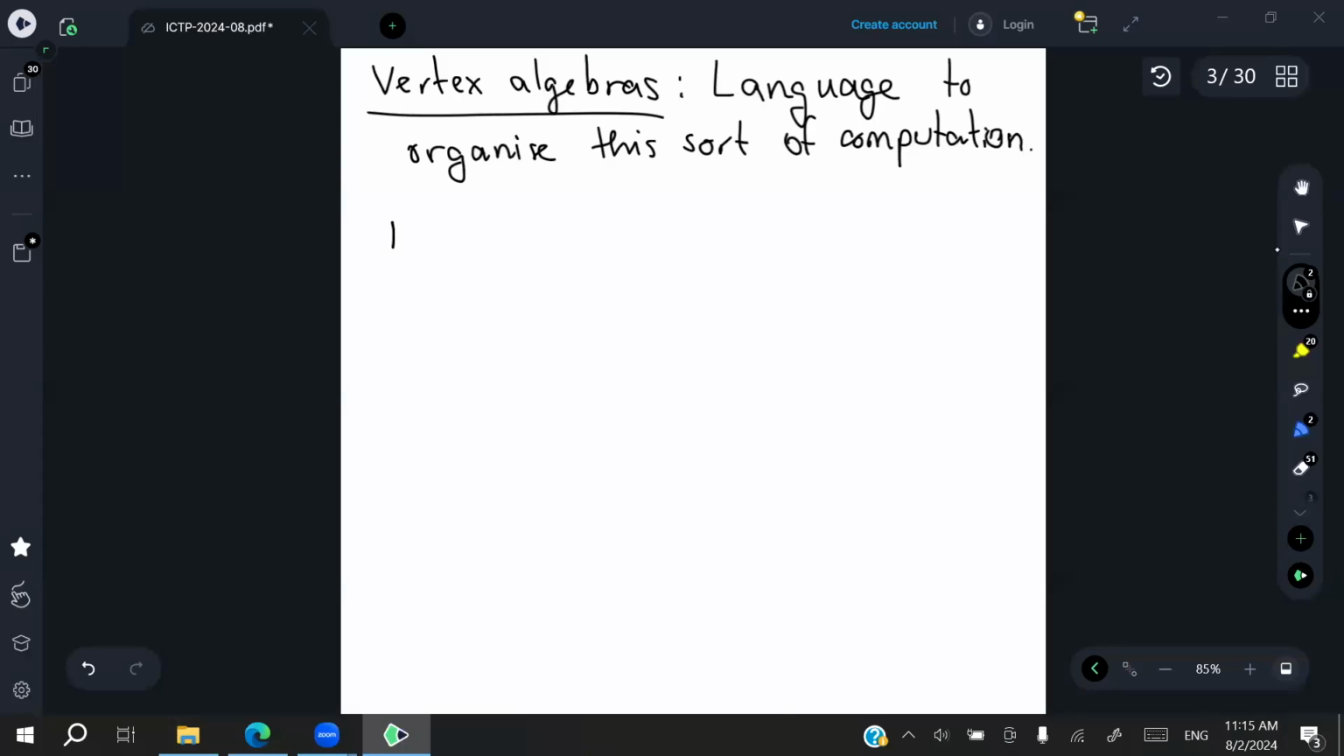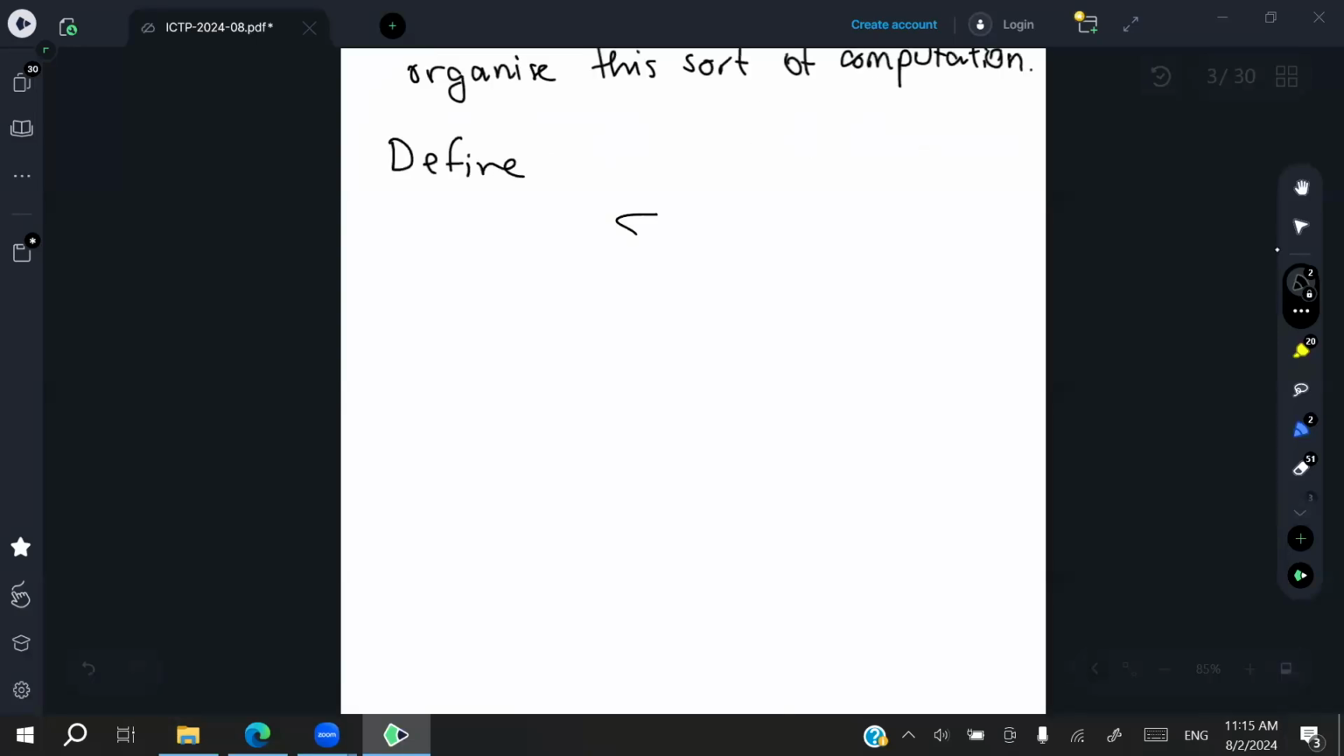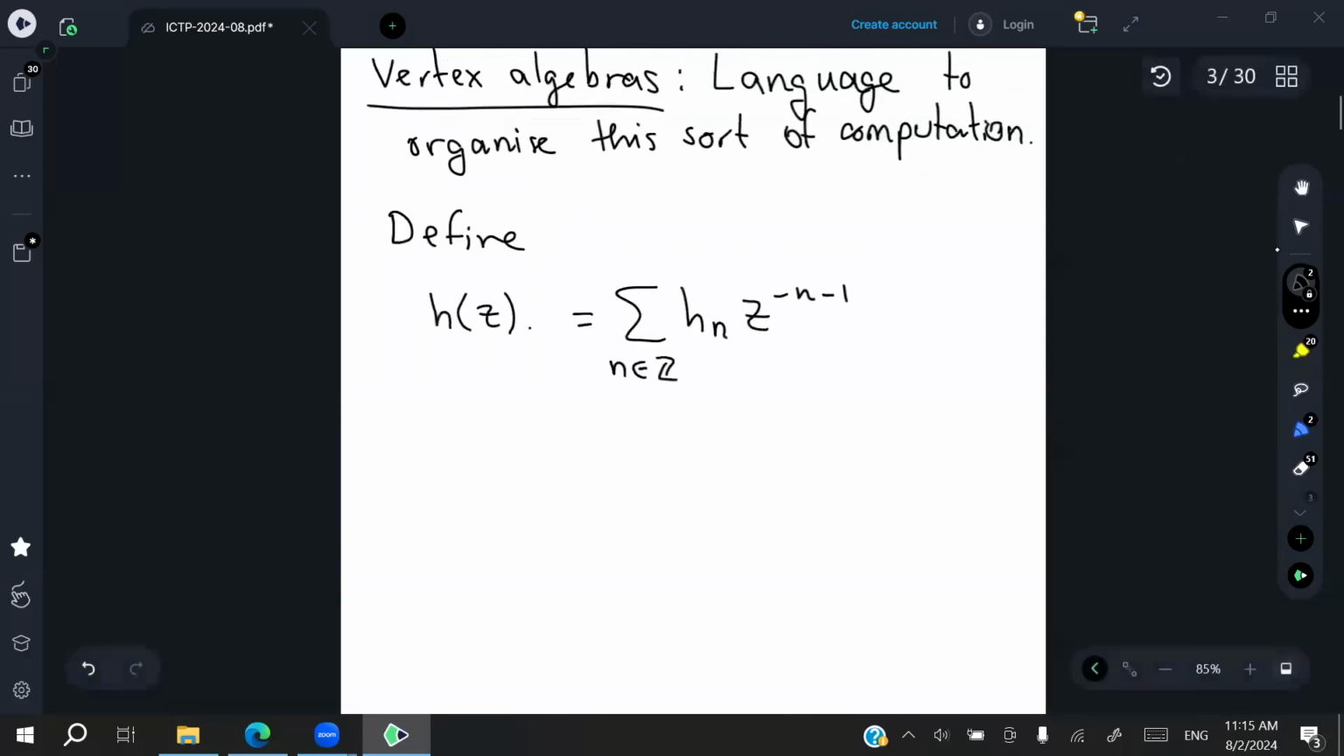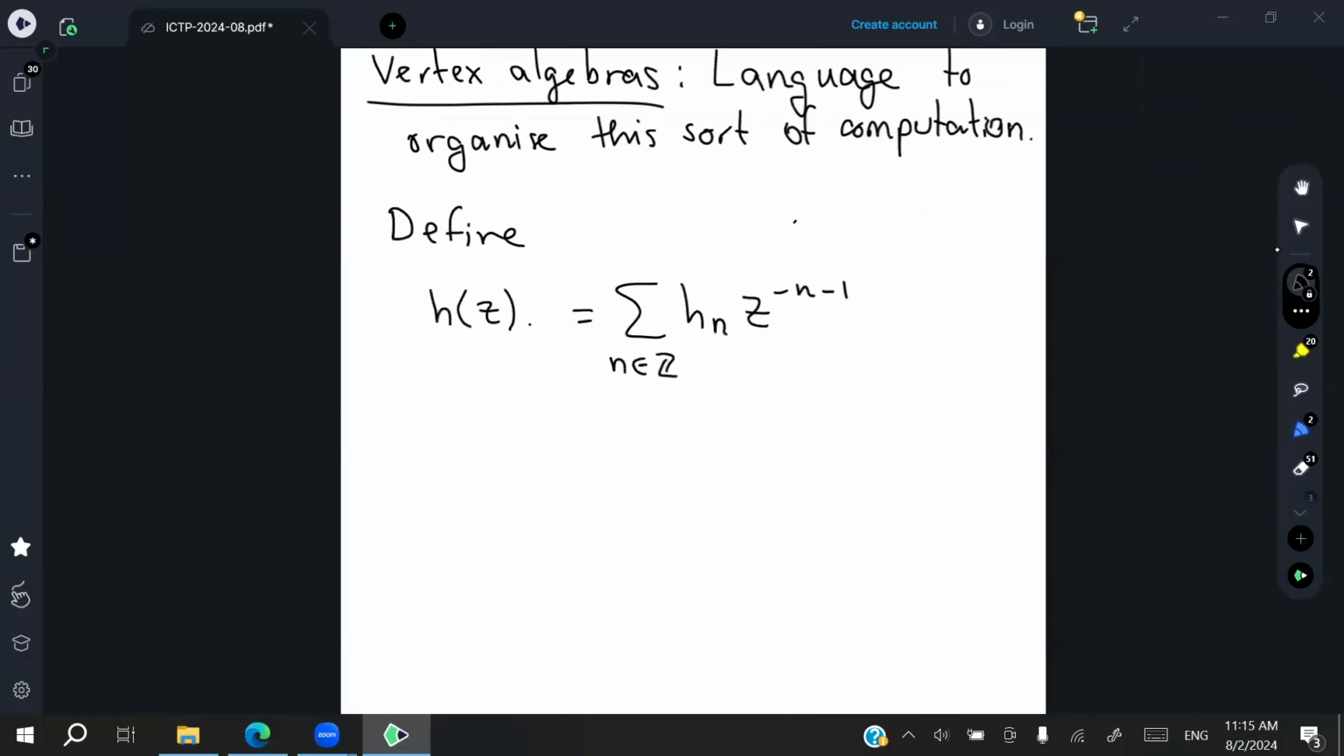Let's consider the sum of h_n z to the minus n minus 1, where n runs over the integers. This is a generating function, which I'll call h(z). So all I've done is gather all of these operators h_n into a generating function. The choice of power z to the minus n minus 1, at the moment you should think of as purely a convention. I could have chosen any convention I wanted.